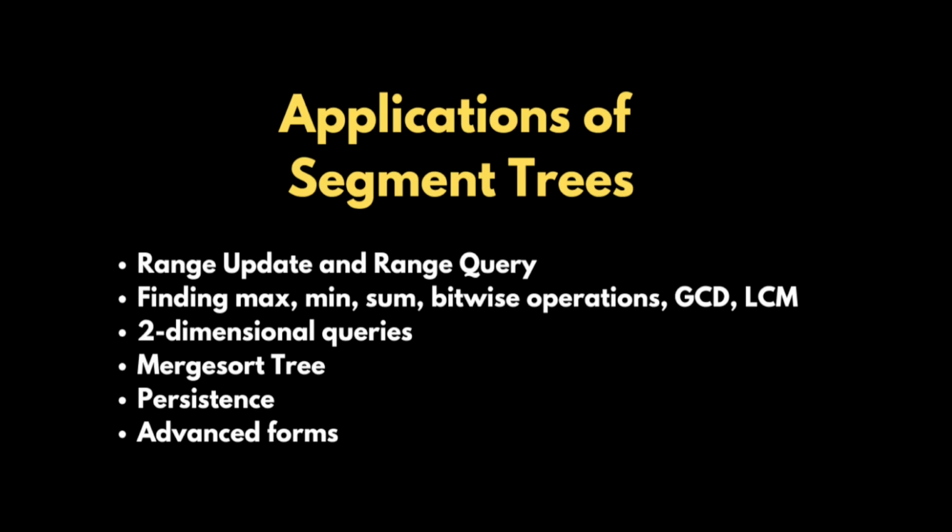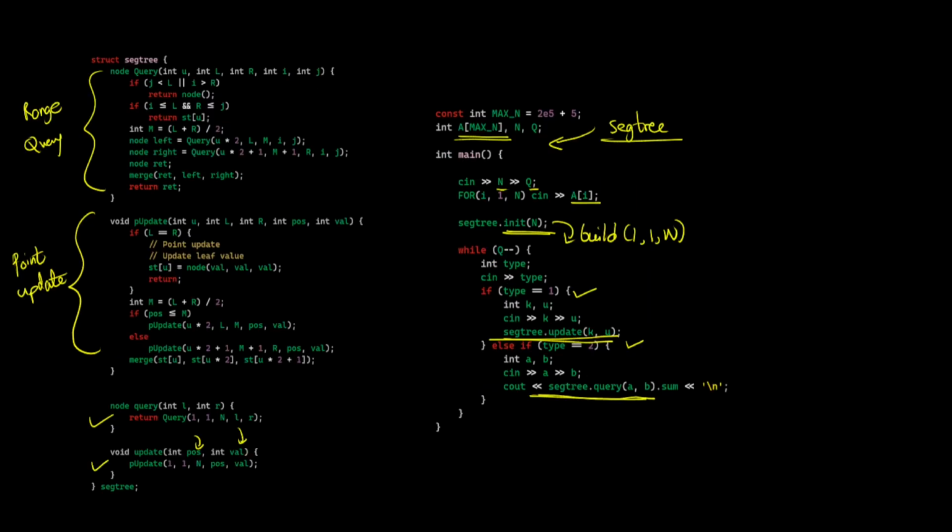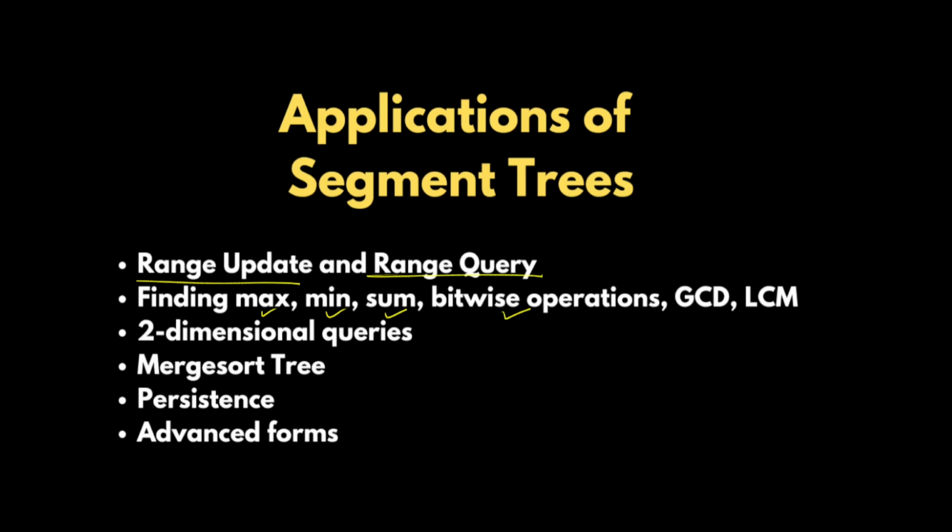Following are the various applications of segment trees. The one we saw was the simplest one. We are simply storing the sum and we are performing point updates, but there are some advanced versions which are also going to help us to perform range updates and do the range queries. We can also find out the maximum, minimum, sum, or any bitwise operation that we saw. In this, we can extend the segment tree by storing any different parameters here and updating the merge functions accordingly.